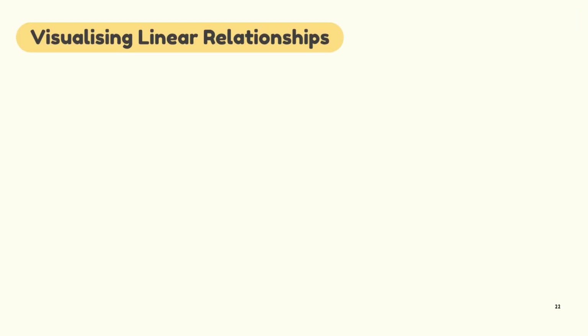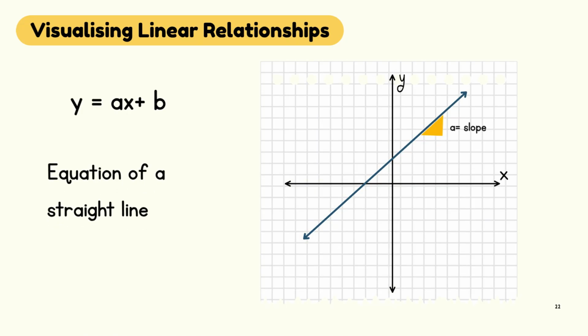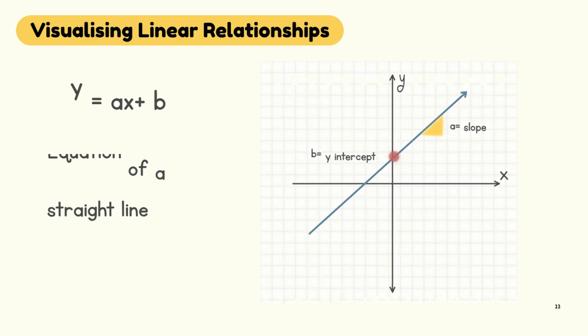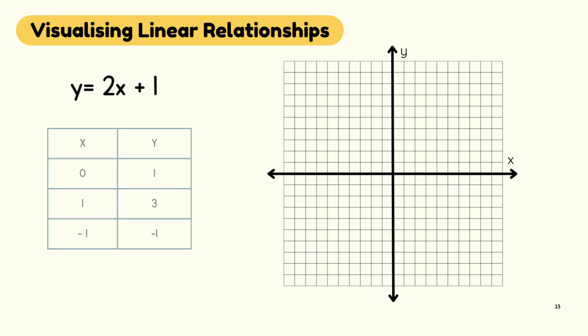Now if we visualize this linear relationship y is equal to ax plus b, it is the equation of a straight line, where a is the slope of the line and b is the y-intercept, or where the line touches the y-axis. So if we have a bunch of values for x and y for an equation like y is equal to 2x plus 1, like when x is 0, y is 1, when x is 1, y is 3, and when x is minus 1, y is minus 1. Plot these points on a graph and connect them with a straight line. That is how I can visualize a linear relationship on a straight line.